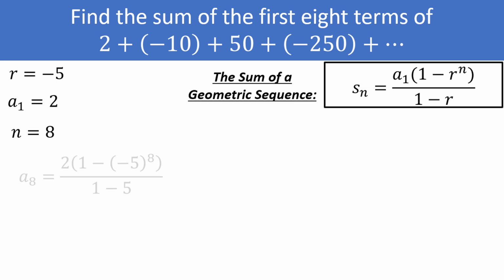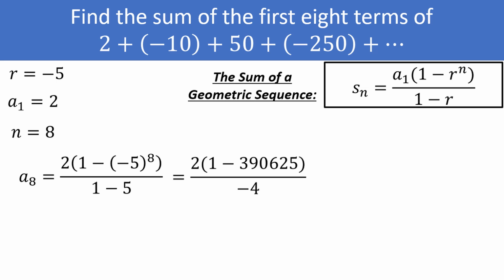Plugging into the formula, we have s sub 8 is equal to 2 times 1 minus negative 5 to the 8th power divided by 1 minus negative 5. Be very careful to put parentheses around the value for r if r is negative or a fraction. This simplifies to 2 times 1 minus 390,625 divided by negative 4, or 2 times negative 390,624 divided by negative 4.